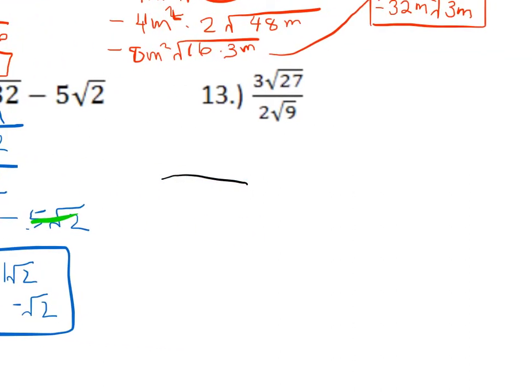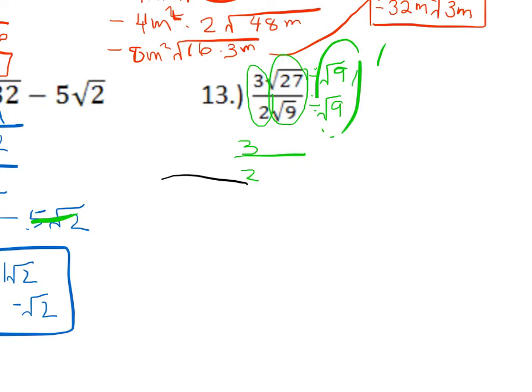Okay, on 13, my suggestion to make your life easier on these is to simplify out without, in within. 3 and 2 can't simplify, so I'll just leave them. Inside, we have 27 and 9. Well, dividing both of those by a root 9, so it doesn't change the value because we're simplifying these expressions. And this is a value of 1.